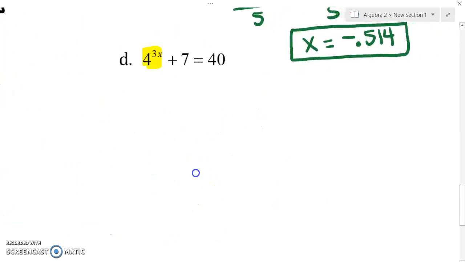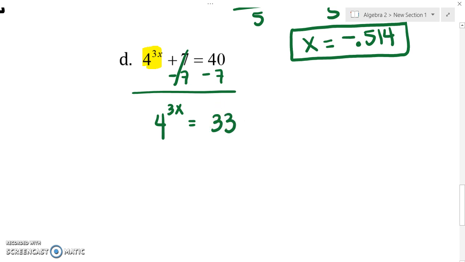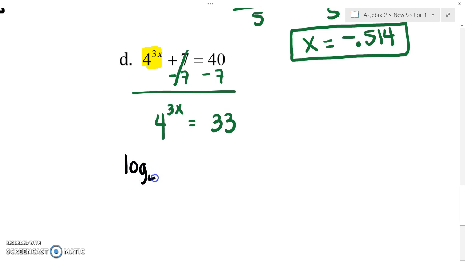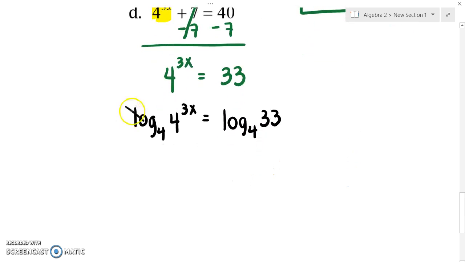Woo, here we go. All right, so we got to get the base alone with the exponent. So we are going to go ahead and subtract 7 to the other side. We get 4 to the 3x power equals 33. And then we're going to go ahead and get rid of the base 4 by doing log base 4 on both sides. So log base 4 of 4 to the 3x power and log base 4 of 33. And what's nice is on the left side, log base 4 and base 4 cancel out, and we just drop that 3x down.